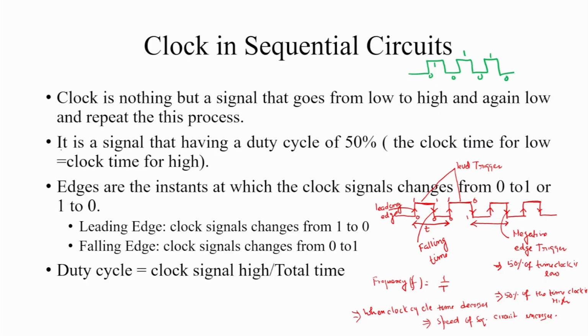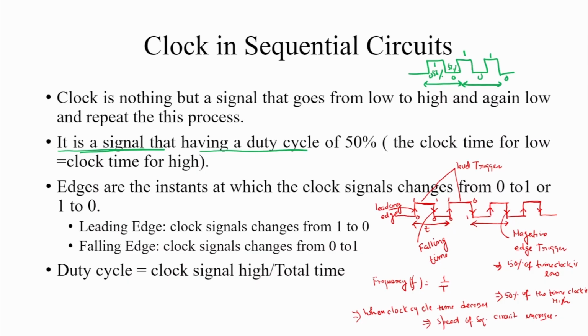The clock is a signal having a duty cycle of 50%. What is the meaning of duty cycle? This is one clock period, this is another clock period; the clock completes one cycle here, a second cycle here. This means 50% of the time the clock is high and 50% of the time the clock is low. That is why we say the clock has a duty cycle of 50%, meaning the clock time for low is equal to the clock time for high.